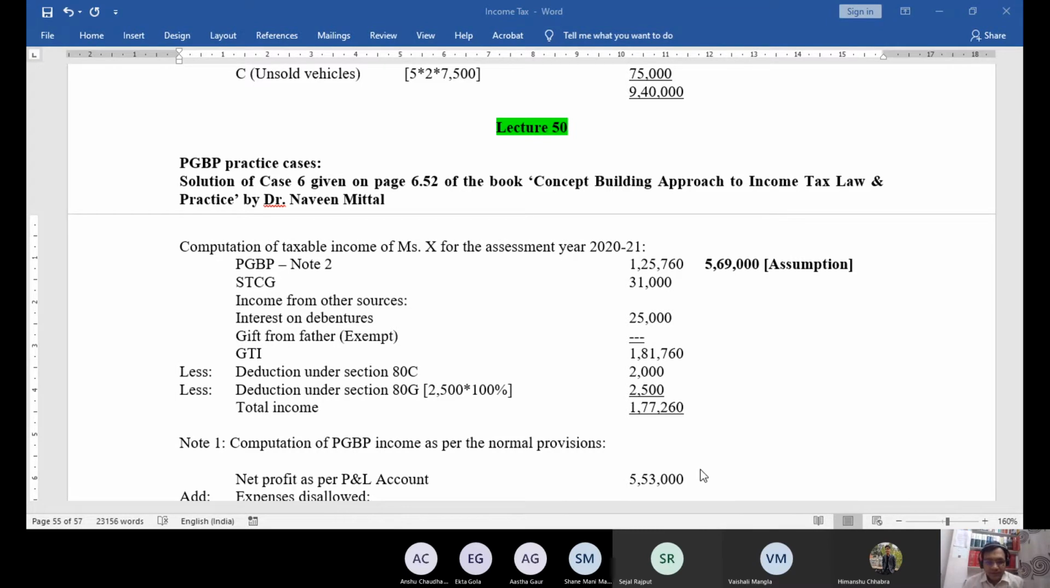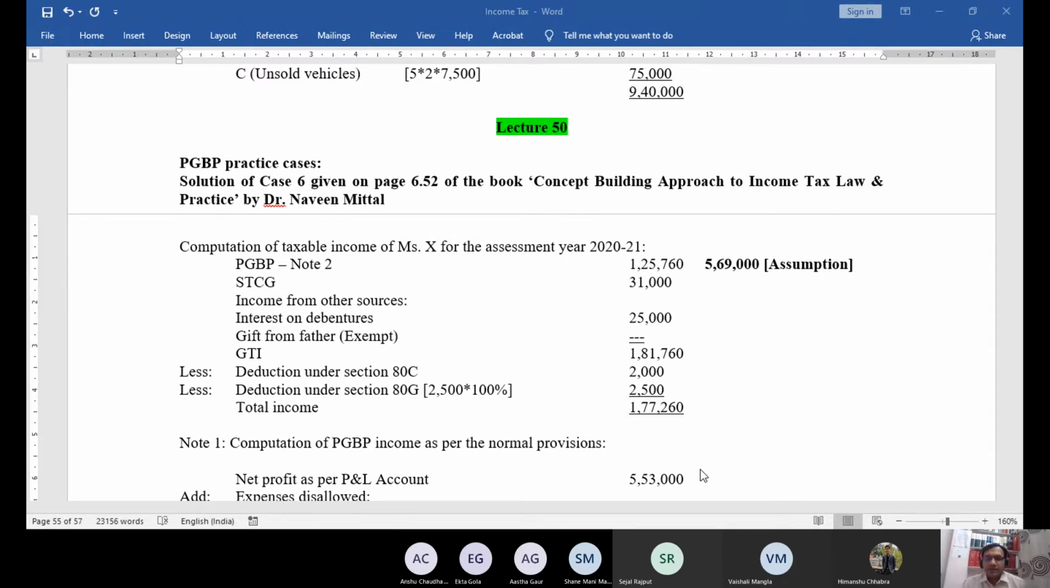Sir, can you please explain the deduction taken under section 80C? What was it? Life insurance premium. Life insurance policy premiums taken on the life of the assessee, spouse and children is allowed as deduction under section 80C. That's it.